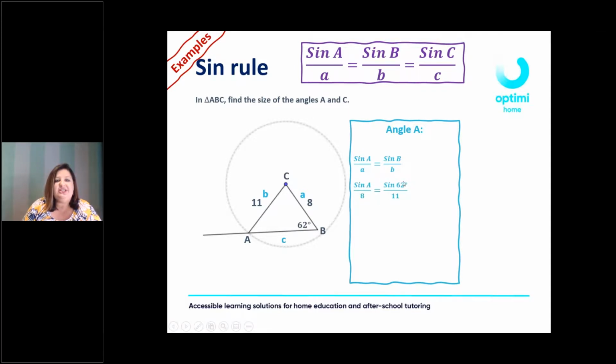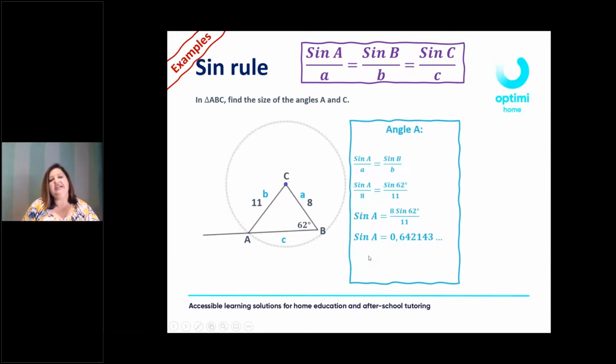So I'm going to substitute in here what I have. Sin A, I don't have the angle yet, that's what I want to calculate, over my side A, which is 8. Sin B, which is sin 62 degrees, over my side B, which is 11 in this case. So I am going to multiply by 8 on this side because I want my sin A alone, because in the end I want to calculate my angle A.